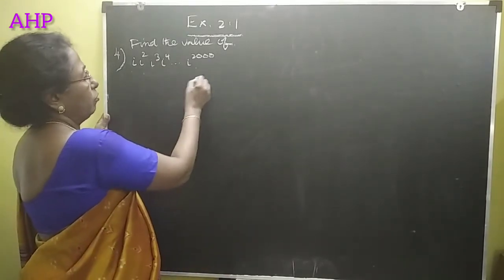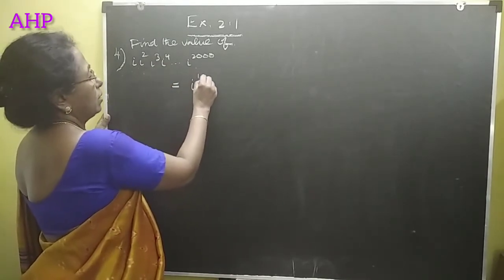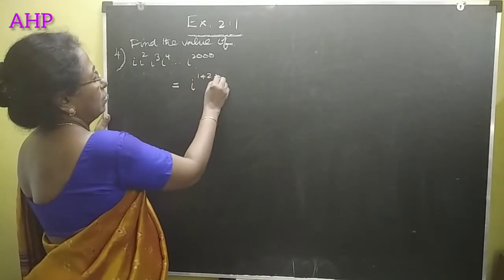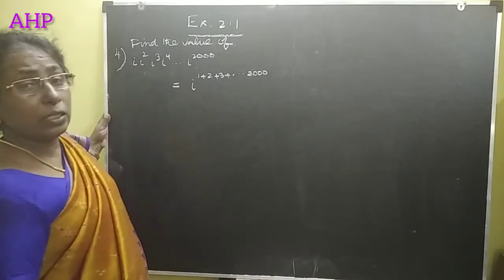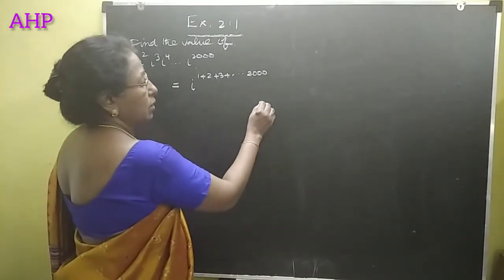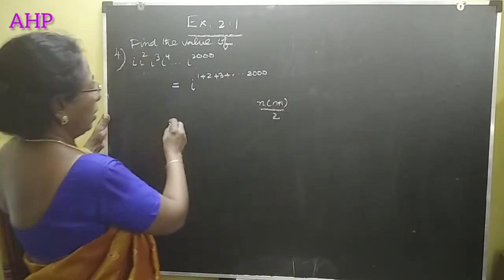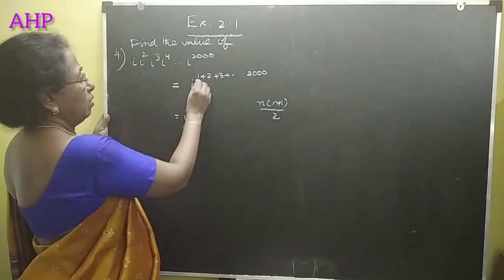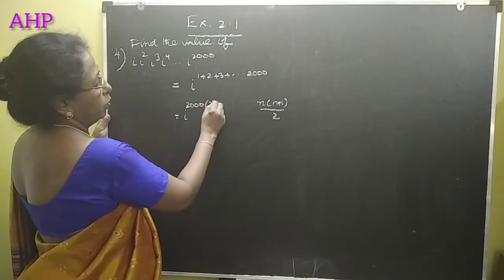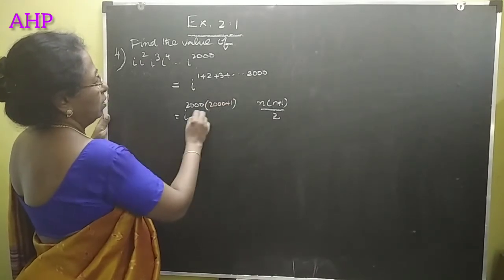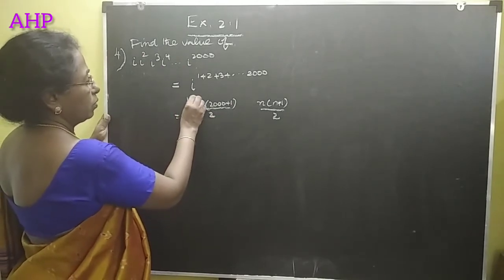When we multiply, we only add the powers. So we get i into 1 plus i power 1 plus 2 plus 3 plus etc. up to 2000. Now this is the sum to n terms of the series. Sum to n terms of the series is what? n into n plus 1 divided by 2. Using that formula, here we are going to get i power n into n, where n is 2000, 2000 into 2000 plus 1 divided by 2. So here 2 gets cancelled and you get 1000.